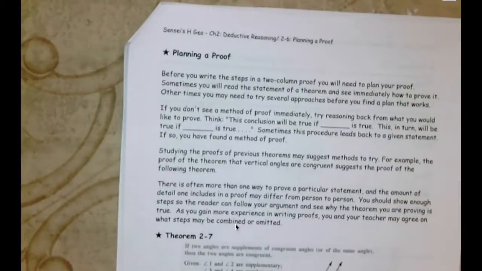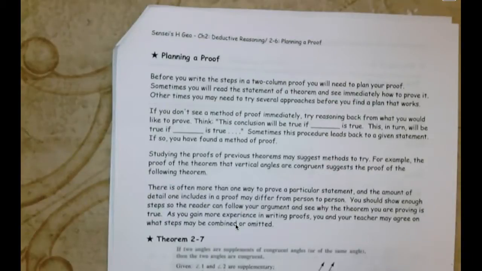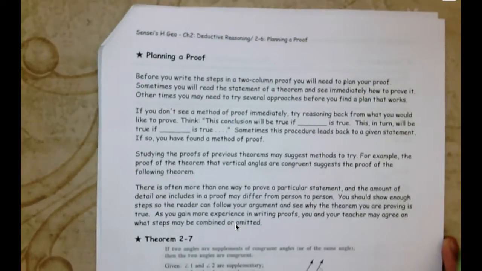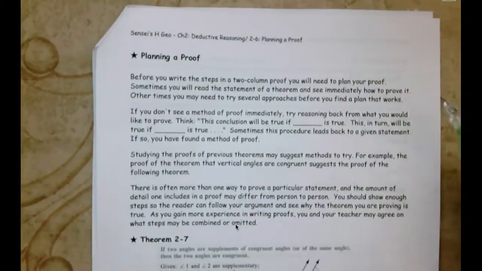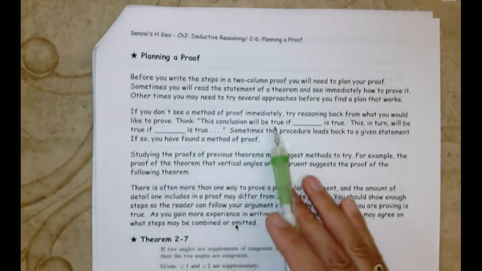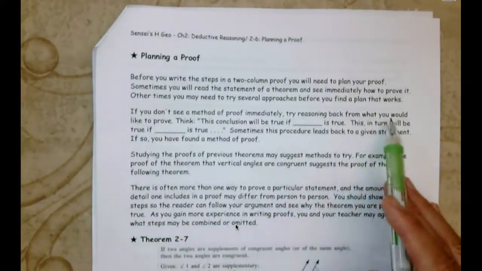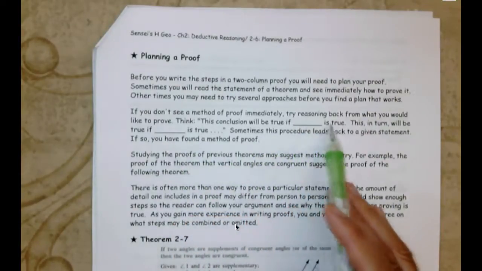So let's read this together. Before you write the steps in the 2-column proof, you will need to plan the proof. So you have to plan it before you start writing it. Sometimes you will need the statement of a theorem and see immediately how to prove it. Other times you may need to try several approaches before you find the plan that works. So you may not see how to prove it right away, and then you have to think through.